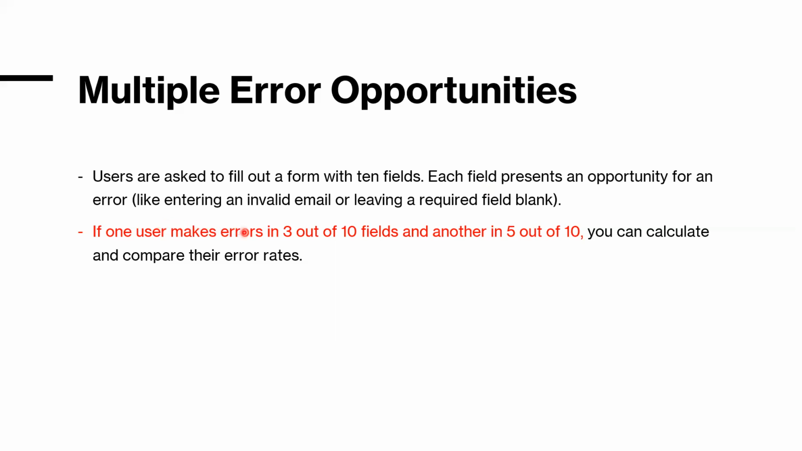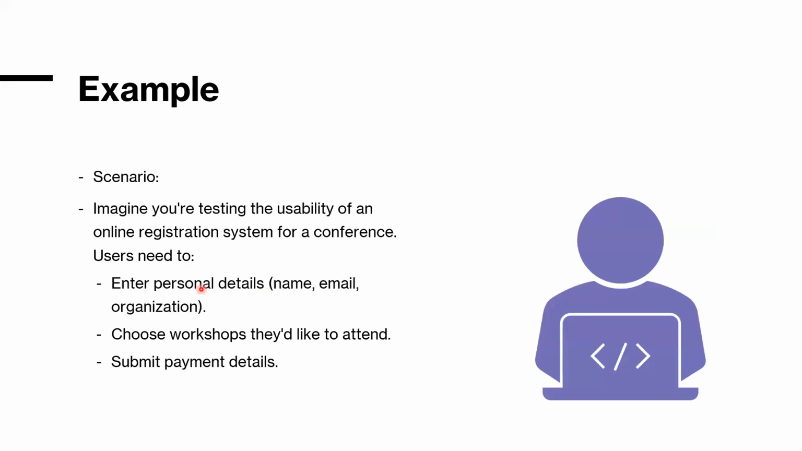So one user may make errors in 3 out of 10 fields, and another user may make 5 out of 10. Depending on the probability of making errors, you have to define it, and based on that we can calculate the total error rates using a formula. Okay, I will give you one example here.